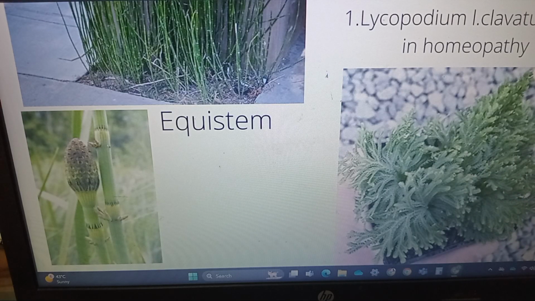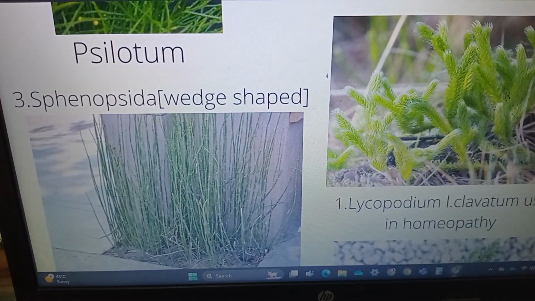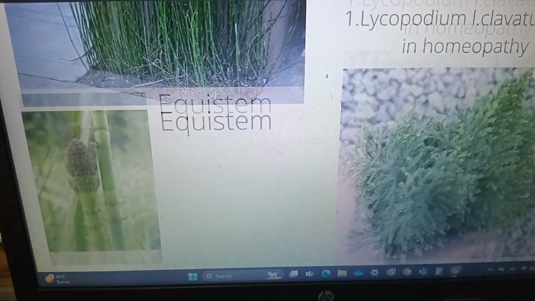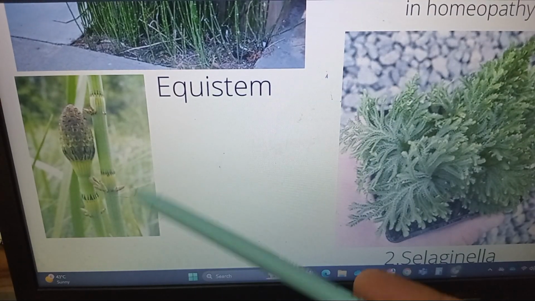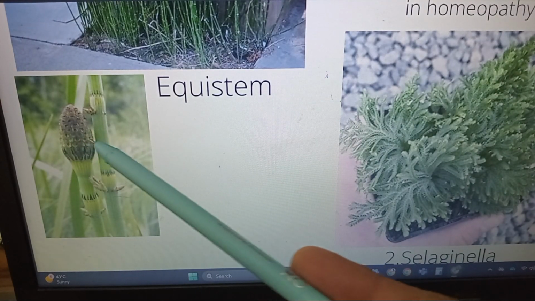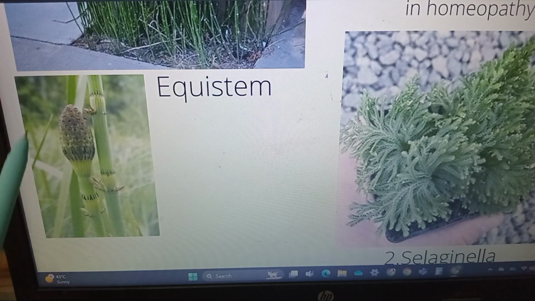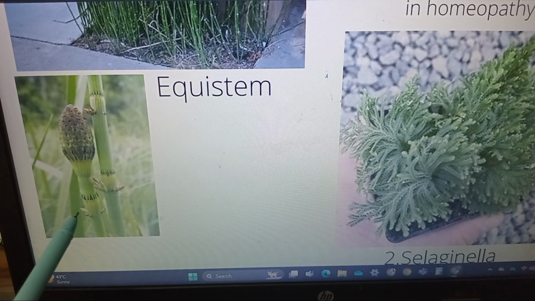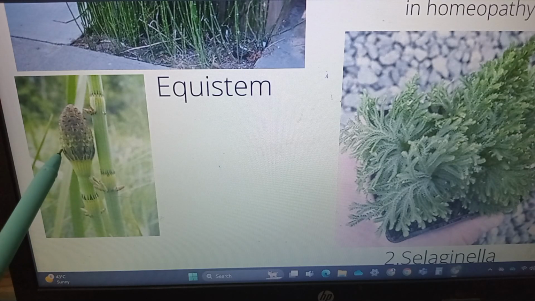Third class is the Sphenopsida. The Sphenopsida includes the example Equisetum. Here we are seeing the Equisetum. At the tip of the Equisetum the leaves are small and arranged in a cone-like structure called strobilus or the cone. So these are like the horsetails. These horsetails and these ferns are included in this Pteridophyta.